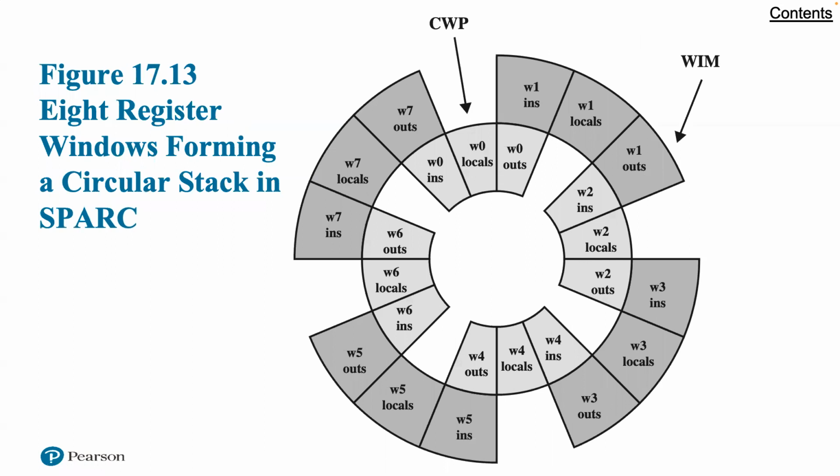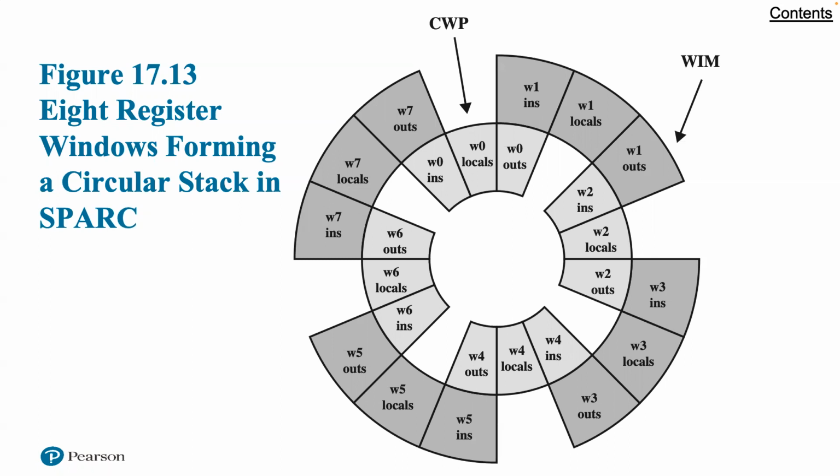So here in figure 17.13 is another view of the register overlap. The calling procedure places any parameters to be passed in its out registers. The called procedure treats these same physical registers as its in registers. The processor maintains a current window pointer, the CWP, located in the processor status register, PSR, that points to the window of the currently executing procedure. The window invalid mask, WIM, also in the PSR, indicates which windows are valid.